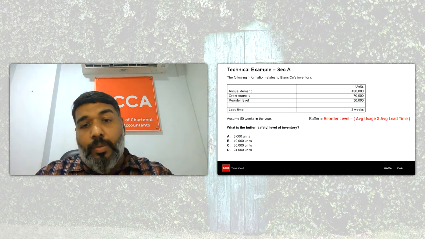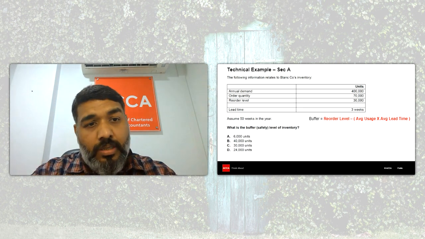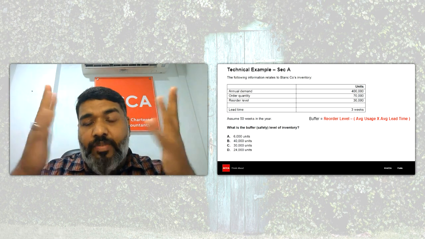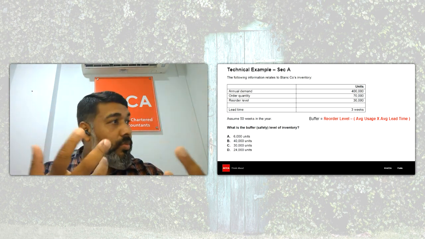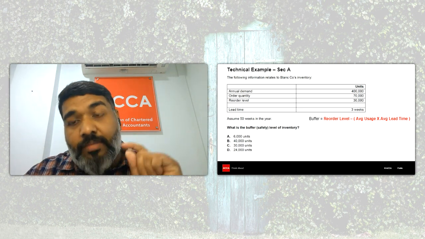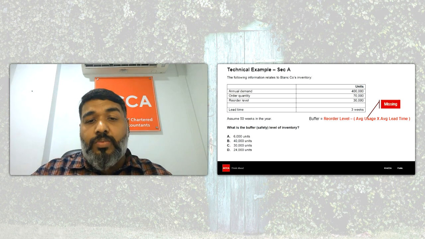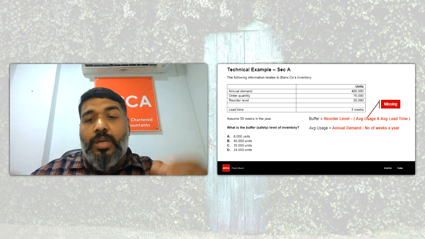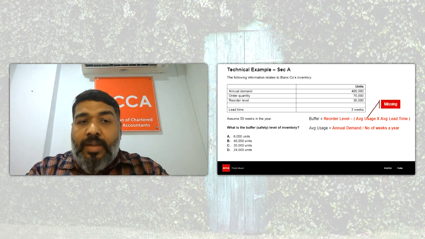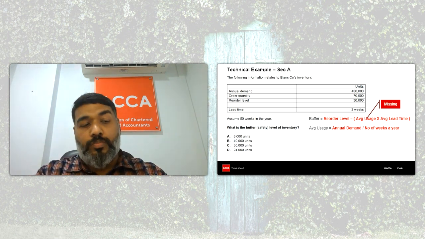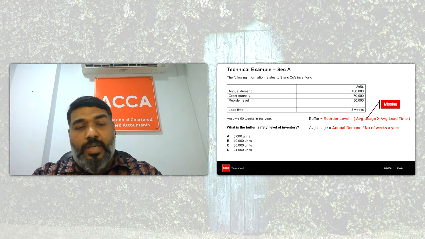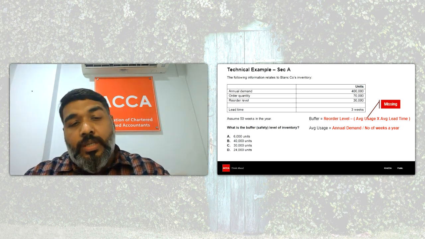Now we've got a small problem here. Reorder level is there. The average lead time, I can consider 3 weeks, but I don't have average usage. What will I do? I've got to find average usage. Let me write the average usage formula. The average usage is annual demand, what I consume in a year, divided by the number of weeks in a year. It's very clearly stated in the question that it is 50 weeks. It's not 52. That's one of the places where many candidates made a mistake. They divided by 52 instead of 50.